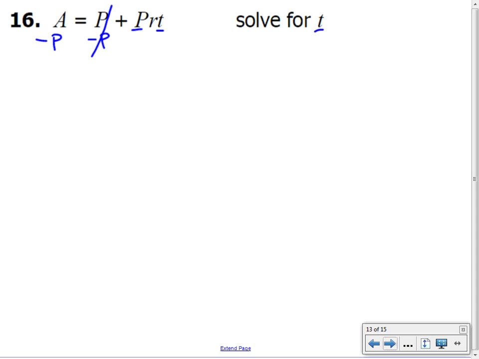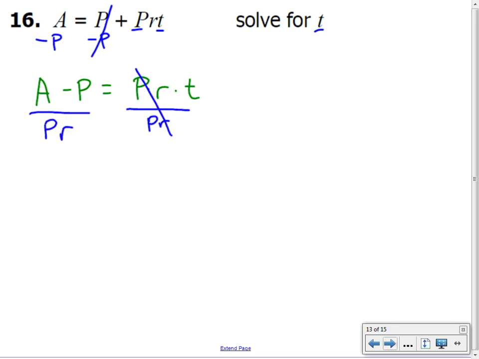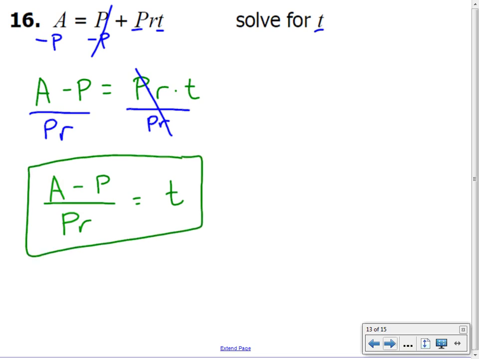And this becomes a minus p is equal to p times r times t. Now this looks similar to some of our previous problems. We want to get rid of the PR, so we're going to divide by PR. Cancels here, and it gives us our final answer, which is a minus p divided by p times r is equal to t.